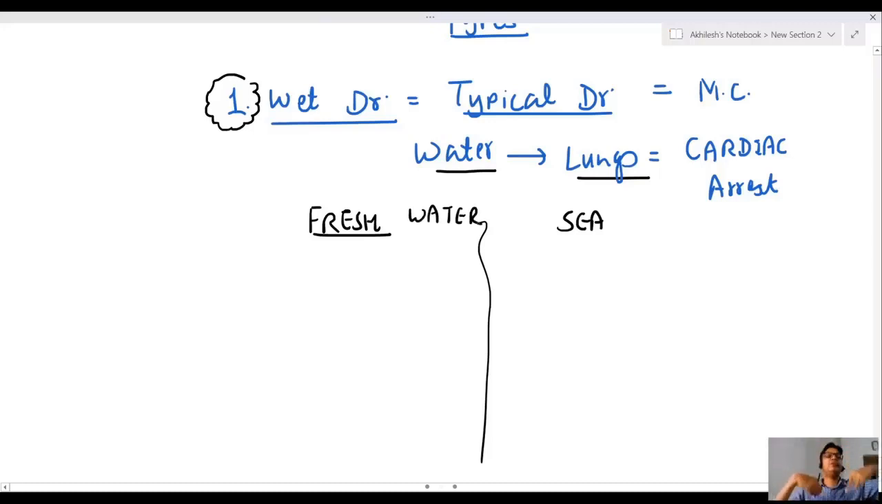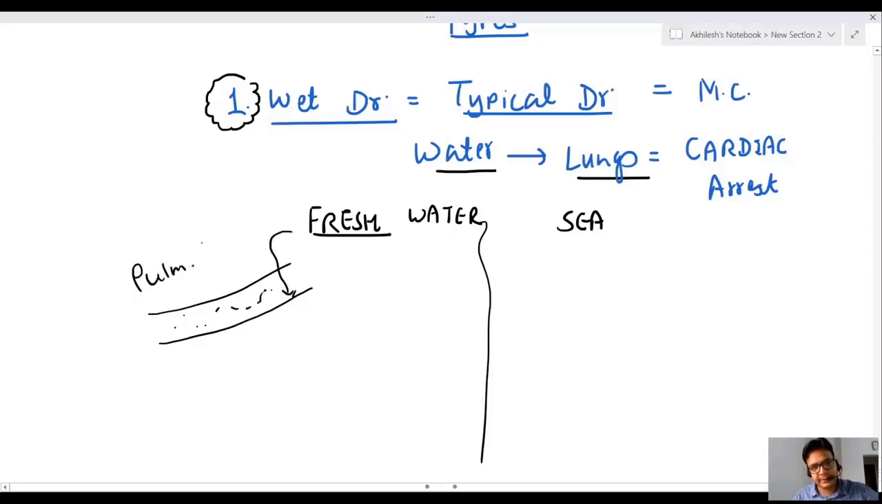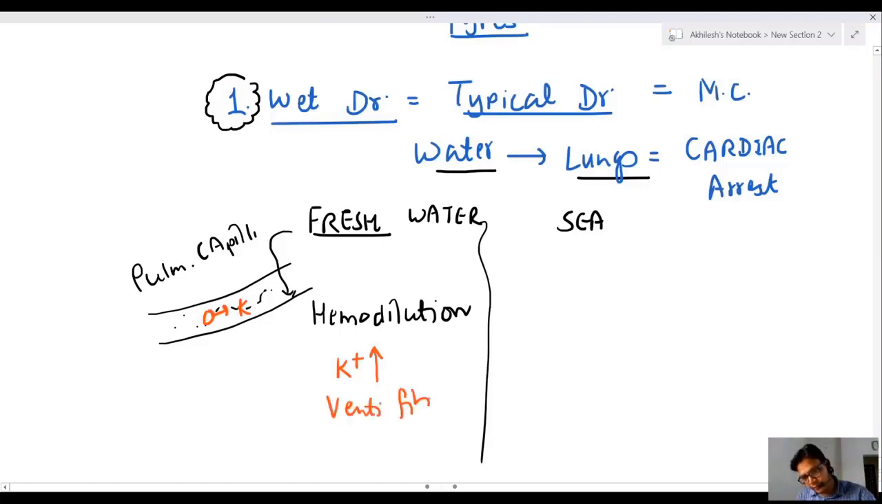Now, sir, when fresh water goes into the lung, into the pulmonary capillaries, this leads to hemodilution. To neutralize this, RBC liberates potassium ion. That will lead to hyperkalemia, and hyperkalemia causes ventricular fibrillation.